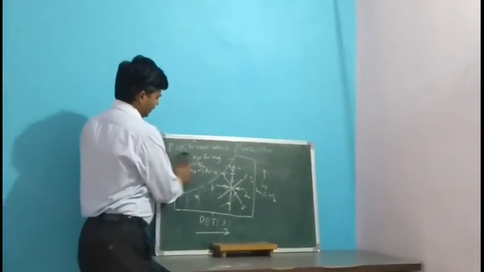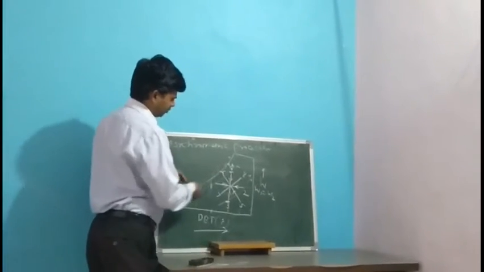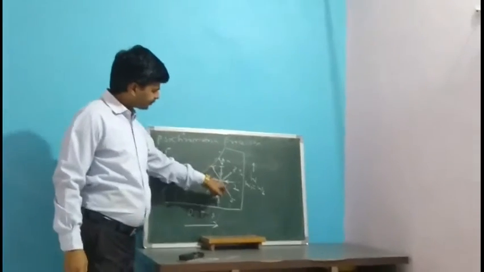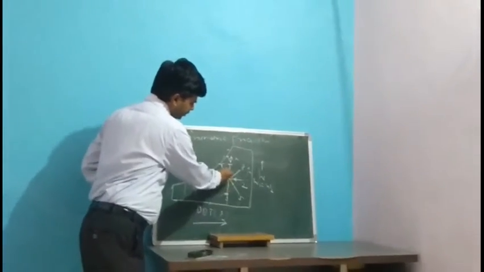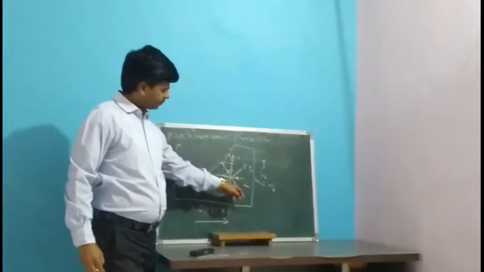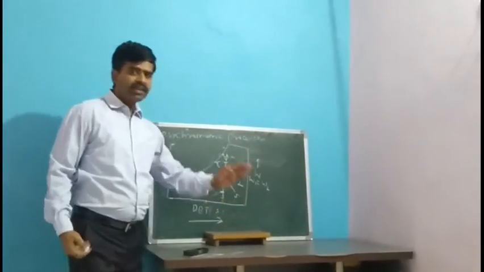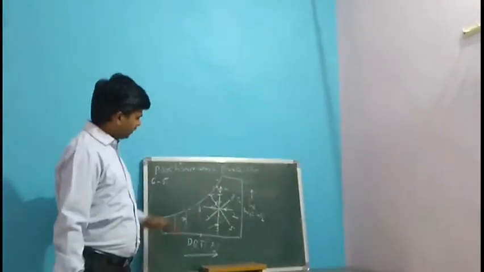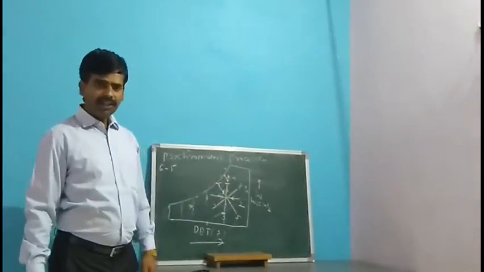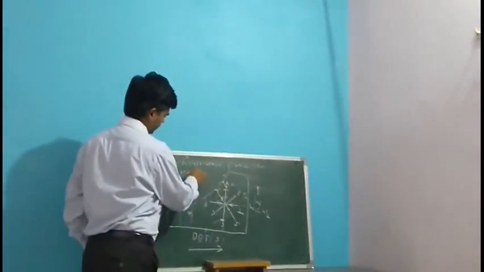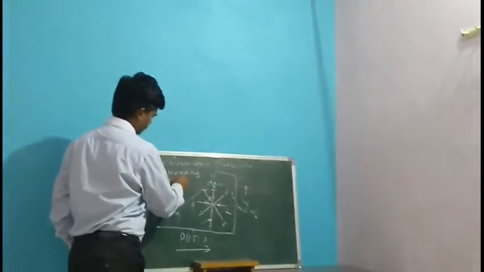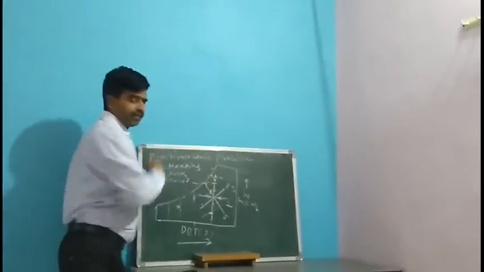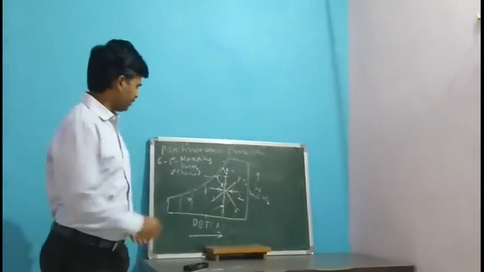Then exactly the reverse, from 6 to 5. In 6 to 5, DBT is increasing and specific humidity is decreasing. So this process is heating with dehumidification. Heating with dehumidification.